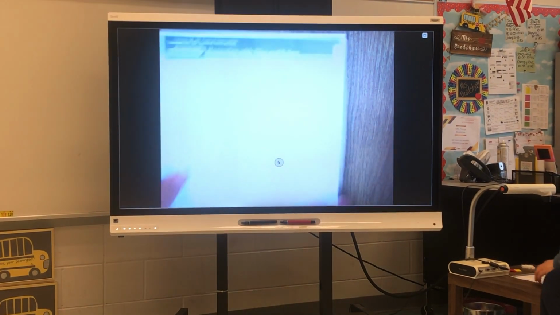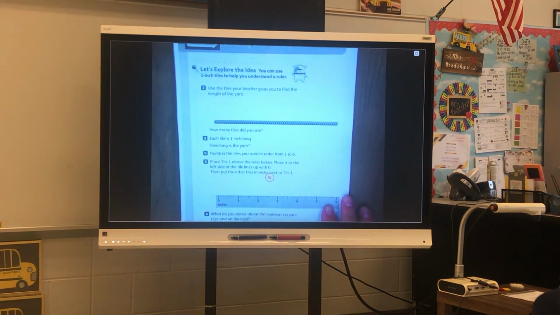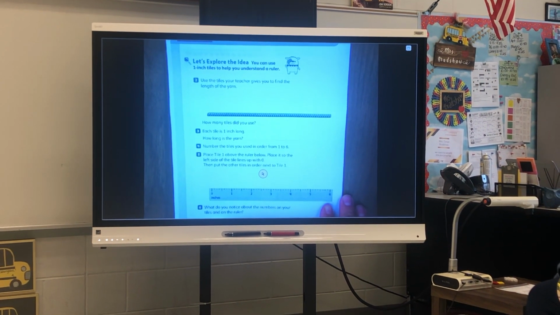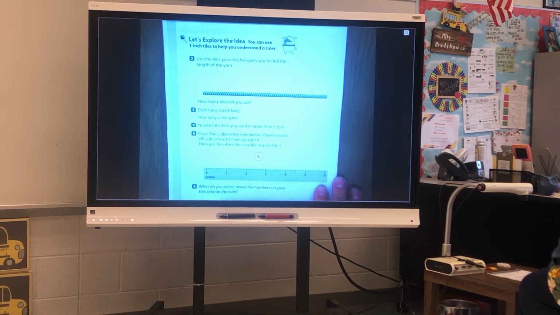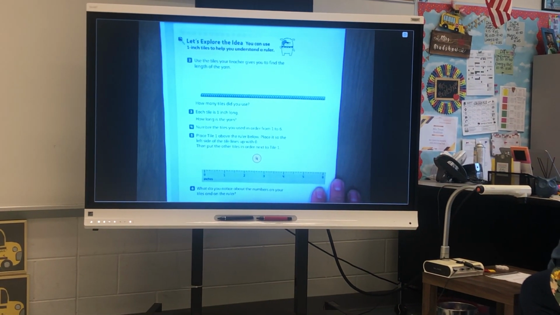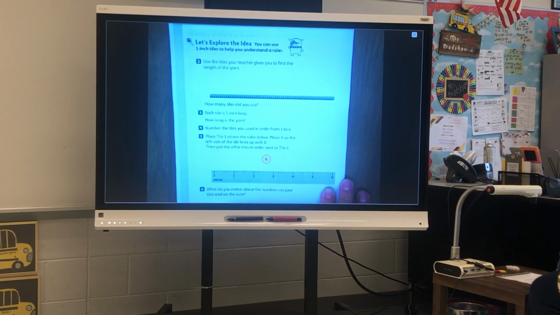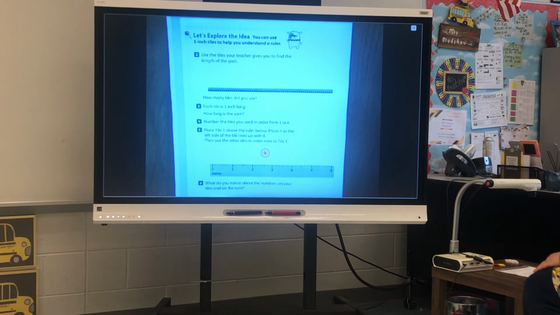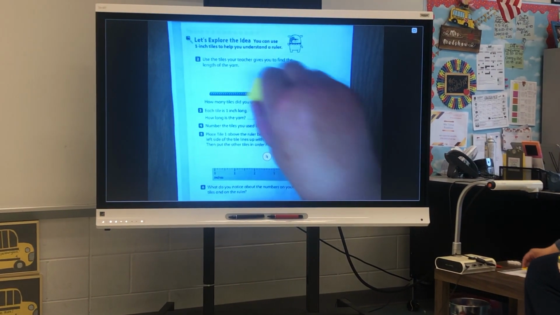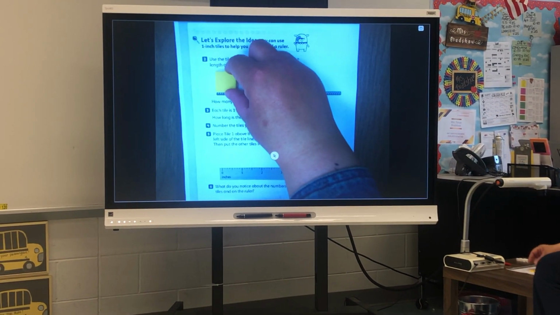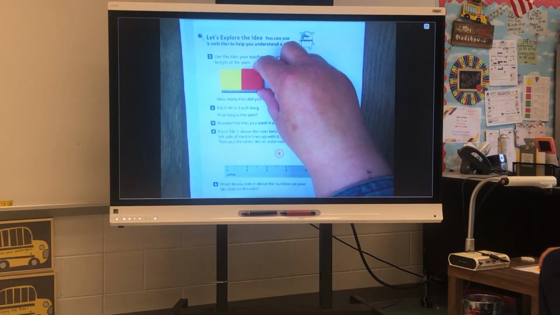So we're going to be picking up where Mr. Ronnie left off yesterday. Let's explore the idea. You can use 1-inch tiles to help you understand a ruler. Number 2 says use the tiles to give you the length of this yarn. What we're going to do is line up our tiles. We should always start at the end and line them up evenly.